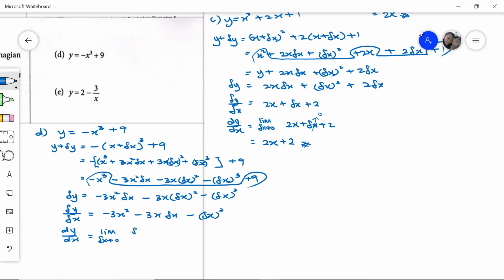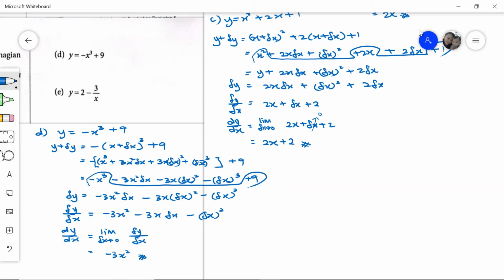So let's just put that in. And then we substitute del x with 0. So we're left with negative 3x squared. Okay, so this is the dy dx for the cubic expression.